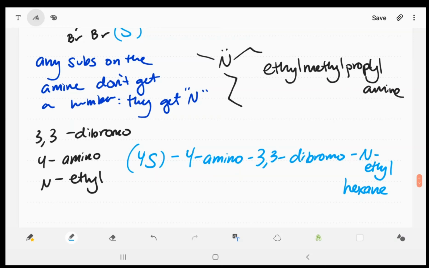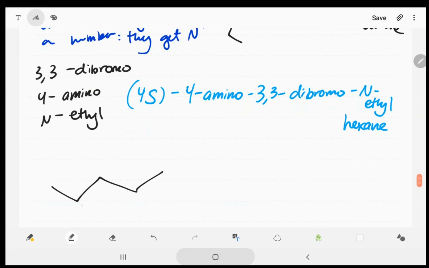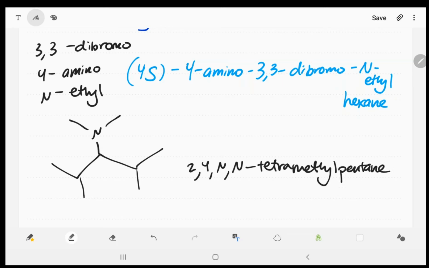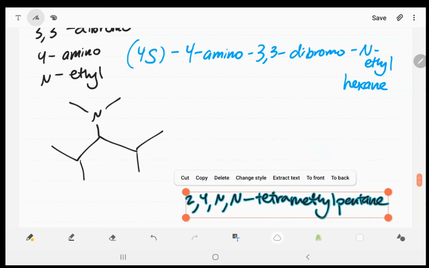If we had something like this, it's not chiral, so who cares? So we'll say for this one it'll be 2, what is that? 4, N,N-tetramethylpentane. Oh, I forgot the amino. Shame on me. Why did nobody say that? Oh wait, that stays there. What am I doing? All right, let's move the whole thing down. I got ahead of myself.